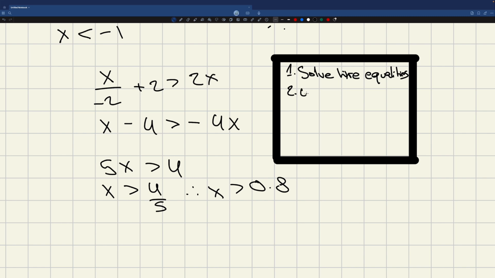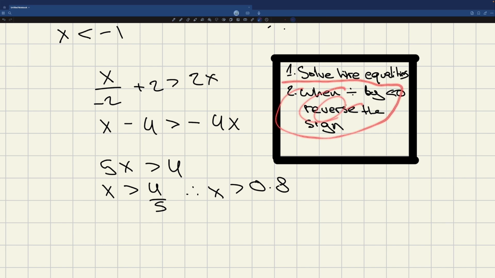Point 2: when dividing by a negative number, reverse the sign. This is the most important thing, and the GCSE, they love to catch you out on this one. You'll see past papers where this is happening so many times, and in the examiners' reports, the examiners will write that many students got caught out on this rule. And so you must remember this for the exam.